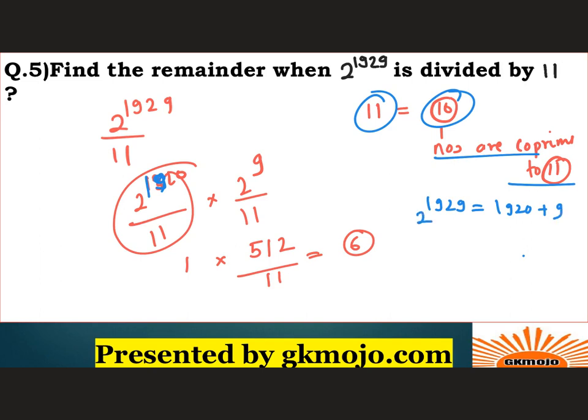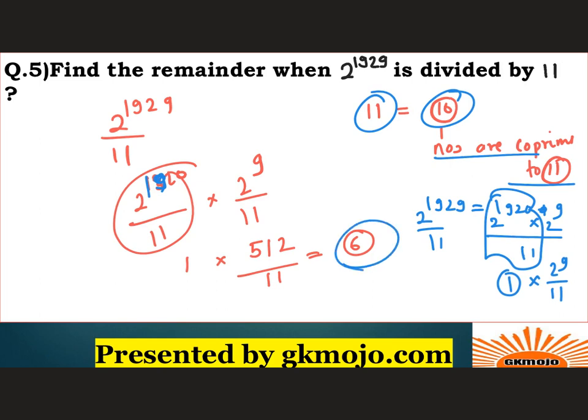So 2 to the power of 1929 can be written as 2 to the power of 1920 into 2 to the power 9 divided by 11. So this complete first part has a remainder 1. Now we are only left with 2 to the power 9 divided by 11, and hence we got remainder as 6. Alright, so please keep this in mind. Take this example as a representative thing and keep this rule in mind.